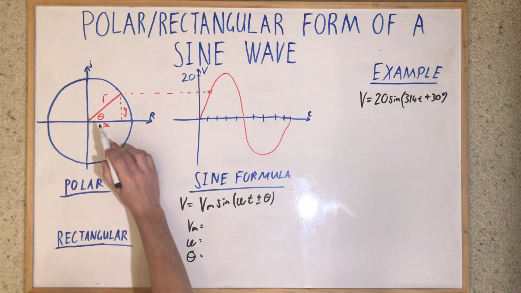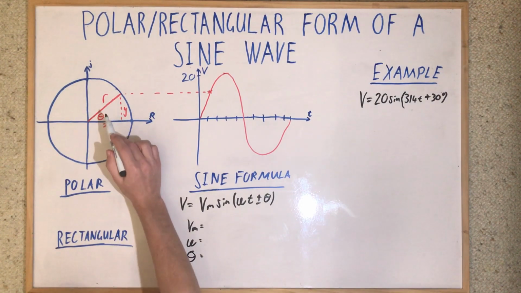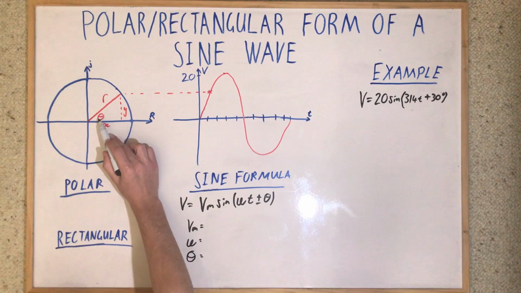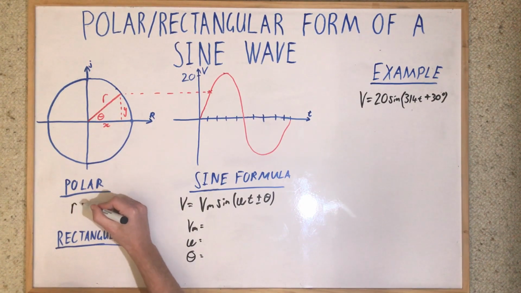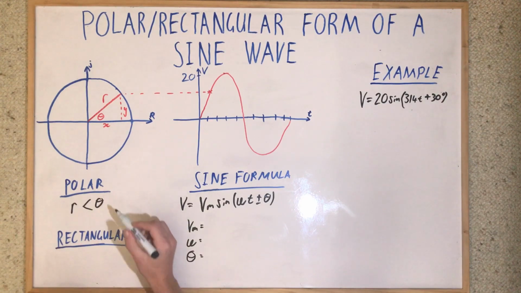So for our polar, we take this radius here of magnitude r and theta, which is the angle that r makes with the real axis. So this is r, angle theta.